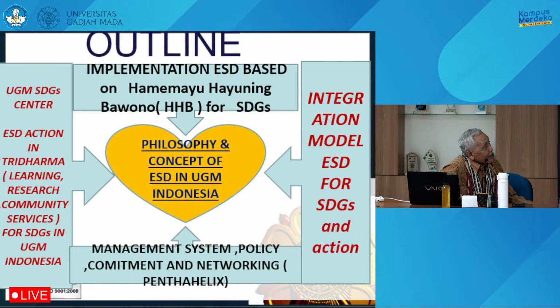Yeah, that's the philosophy. And UGM has the UGM SDG Center. We have 3 programs in Gadjah Mada: learning, research, and community services. This is all related to SDGs. And in Yogyakarta, there is a Sultan. You know Sultan? The king of Yogyakarta. That's the local wisdom we call Hamemayu Hayuning Bawono. Make the beauty of the environment, make the beauty of people.